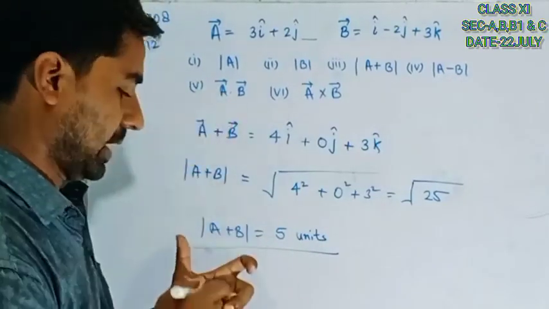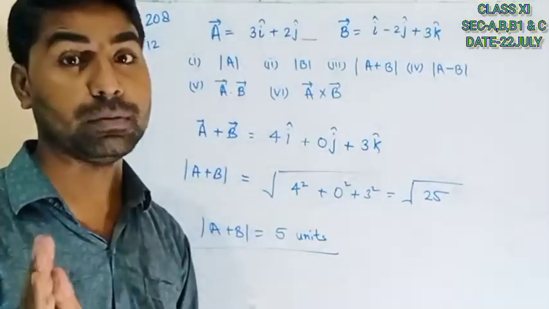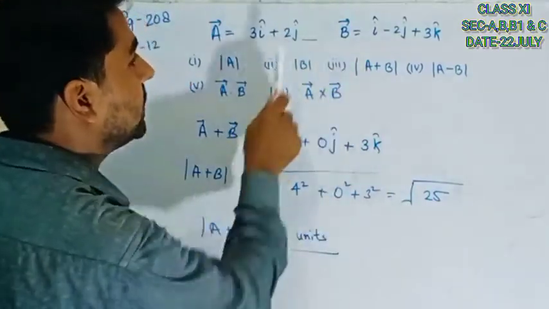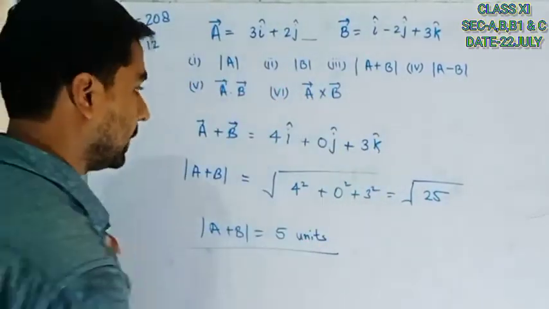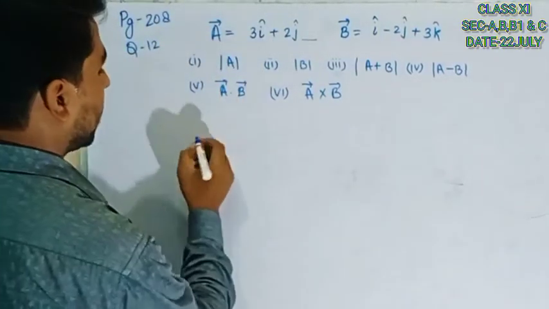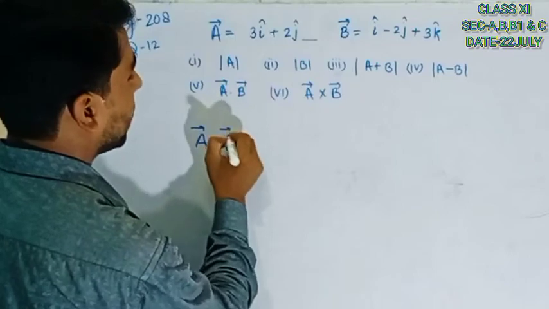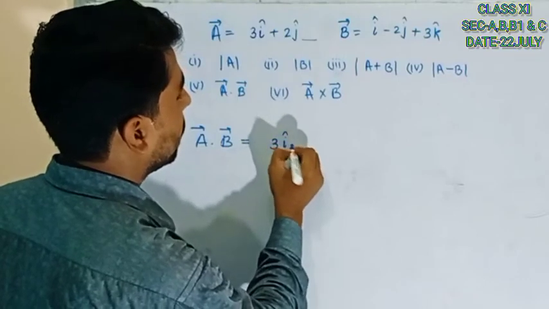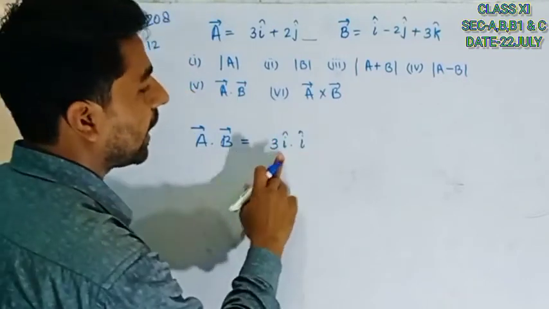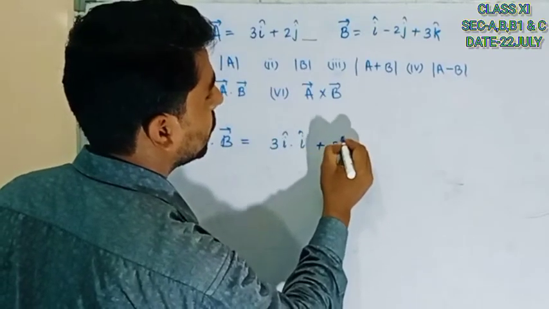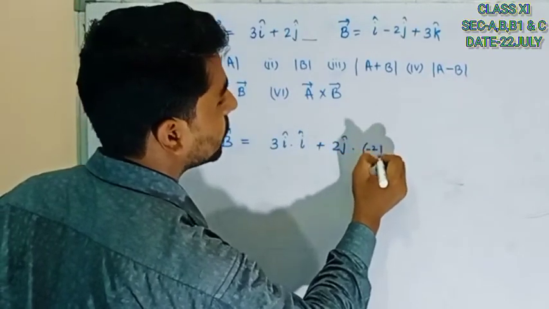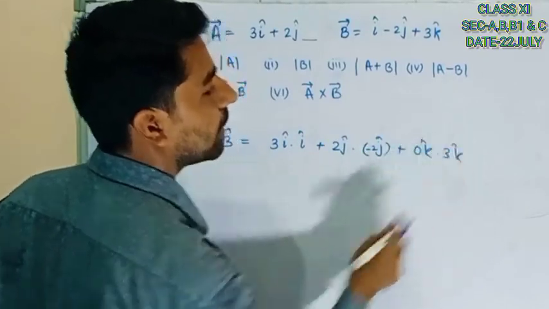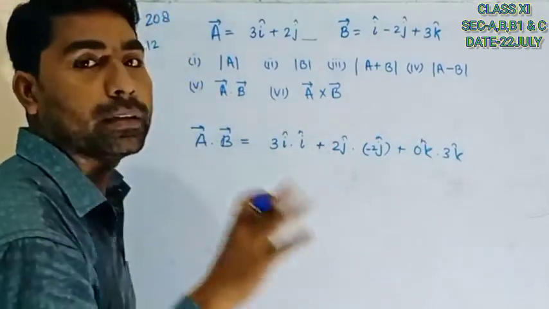Next step is to find A dot B. Same thing now here. A dot B, if you remember what I said, if we are going to multiply, which factor will we take? i dot i only, j dot j only and k dot k only. So let's see. Vector A dot vector B is equal to, I am writing it for your convenience, 3i into i plus 2j dot minus 2j plus 0k dot 3k. Remember, the rest of them will become 0.